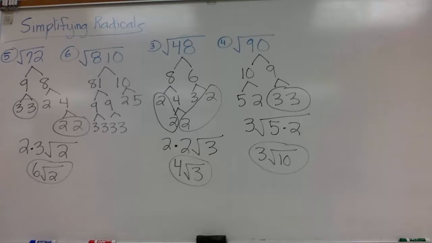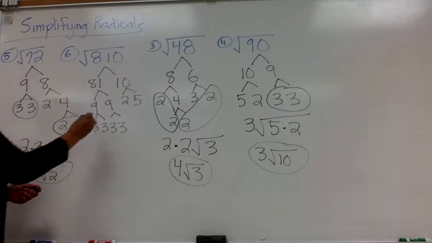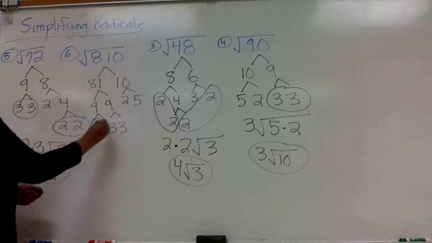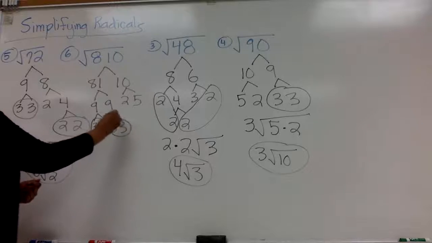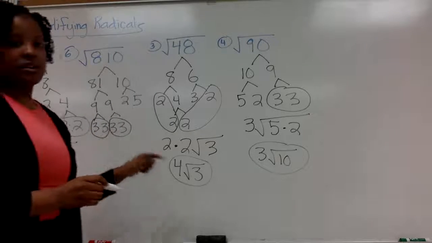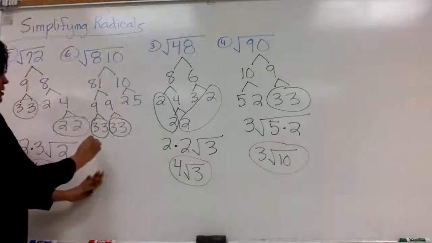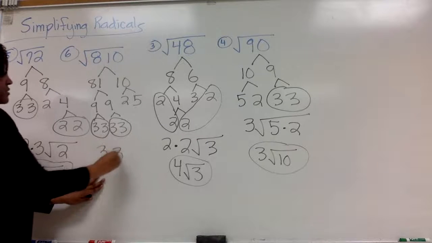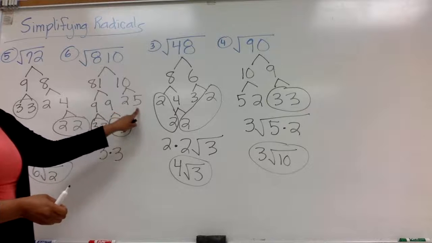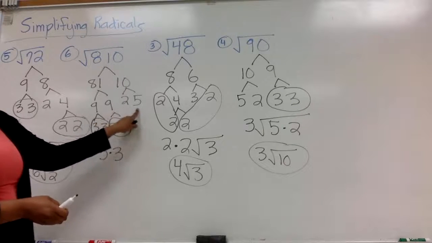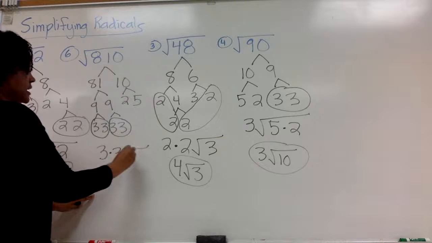So clearly I see a whole bunch of pairs going on here. I see a pair of 3s here, and I also see a pair of 3s right here. Both of those pairs are going to go on the outside of our square root. So I got a 3 and I got a 3. And the leftover prime numbers are this number 2 and this number 5 where I'm pointing. So a 2 and a 5. That's going to go on the inside.